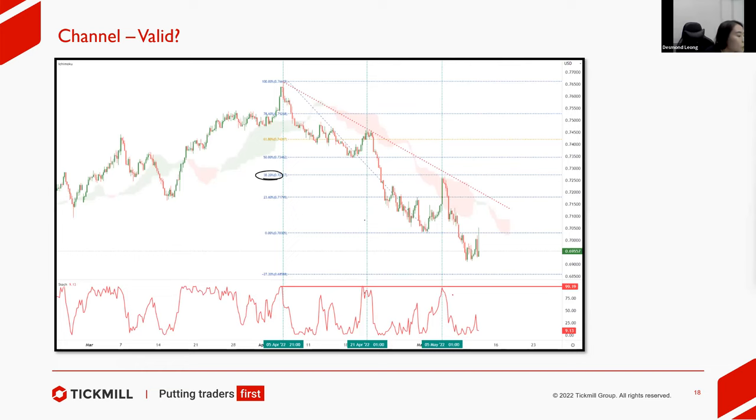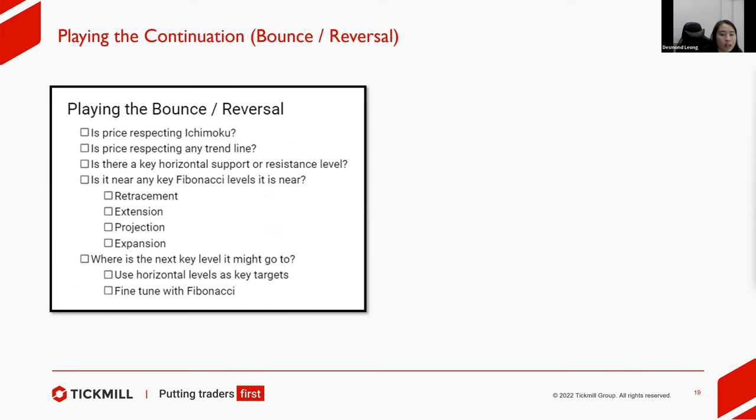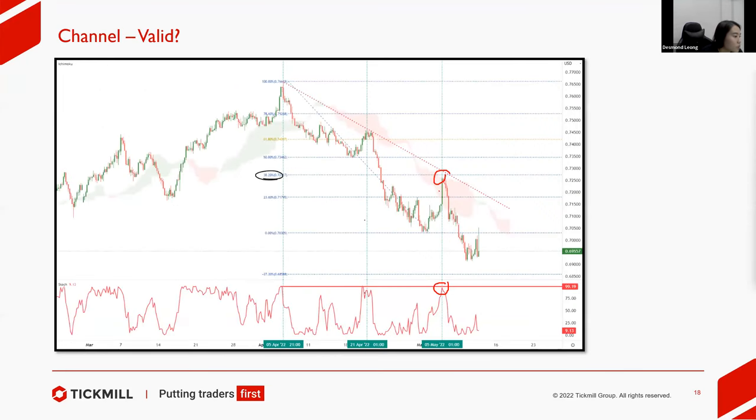Oh, also we had the stochastics. We have the stochastics as well, another indicator which was saying that there might be a reversal from this area. And true enough, it does reverse from here.